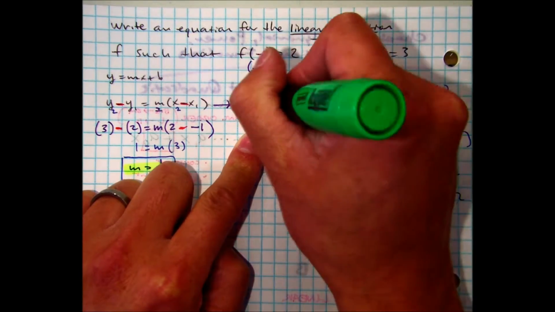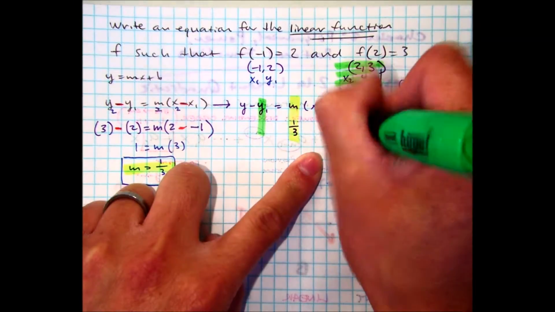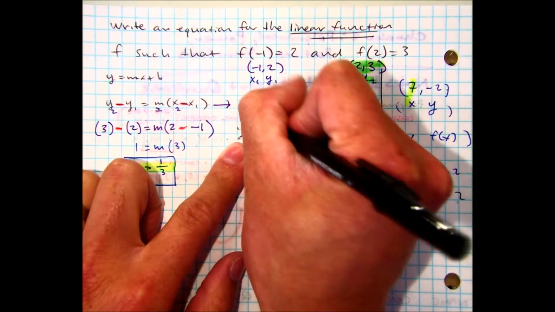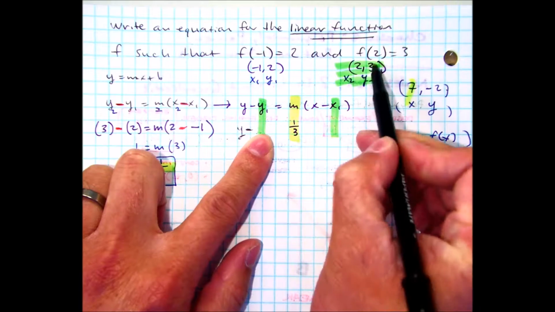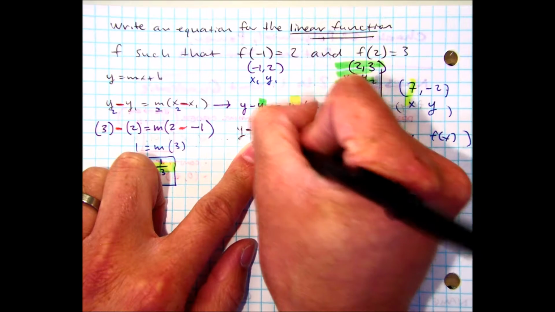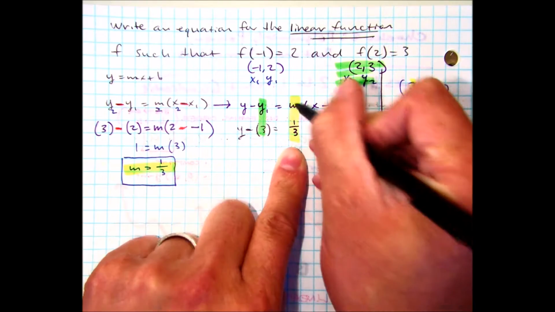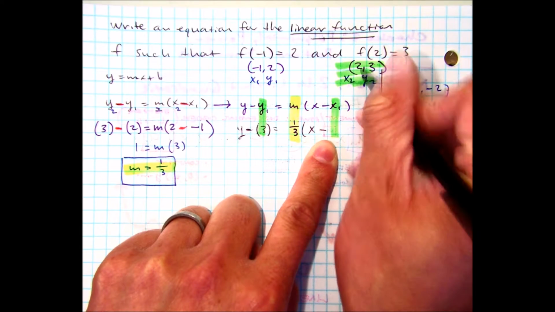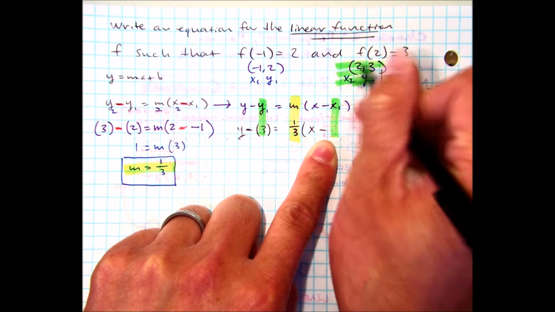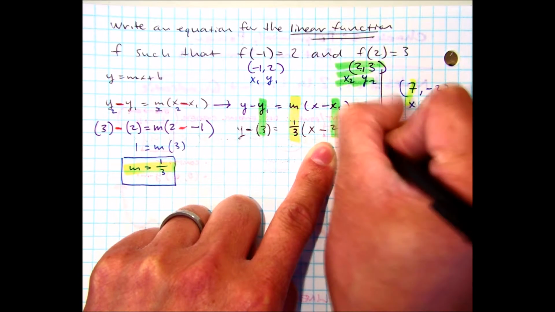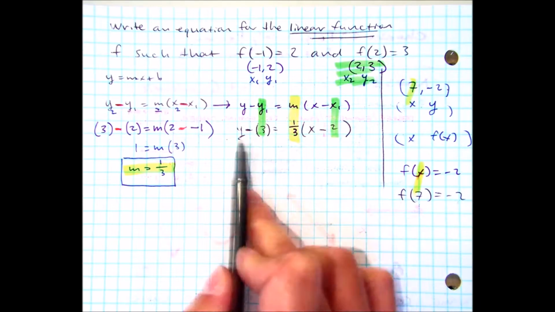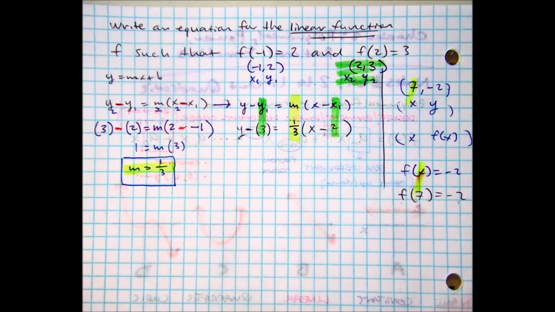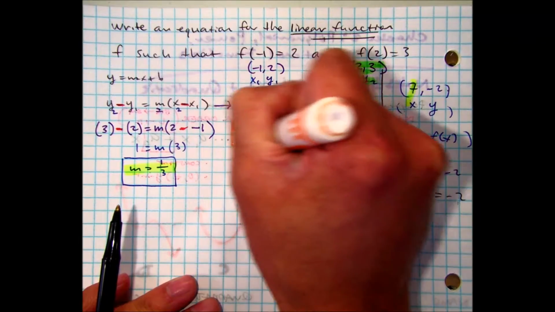So here's my y value, and this is my x value. So I have y minus, my y value here is 3, equals my slope, which is 1/3, times my x value minus my x1 value, or whatever ordered pair I picked, which is 2. So this is my equation in point-slope form. Put an orange box around it. That can be one representation.